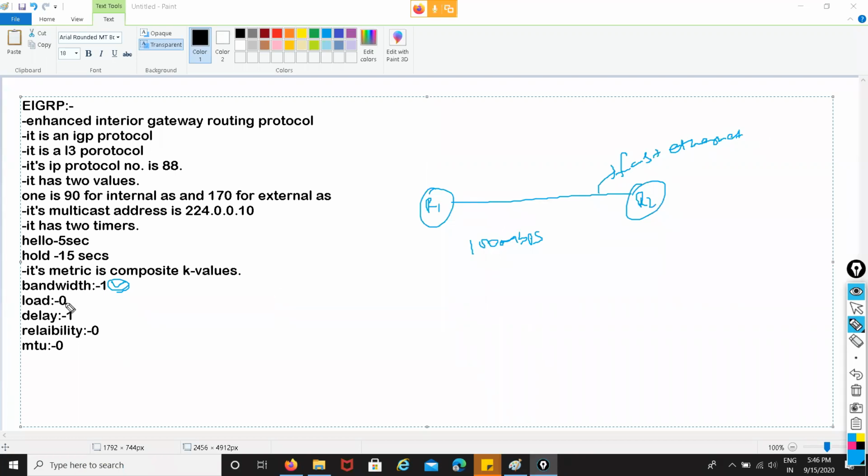The second one was the load. What is load? Load is a very simple thing. Load simply means the CPU utilization of a device. Say I share 500 GB data from R1 to R2. In this case, the CPU utilization is much higher on R1 to process this 500 GB data.